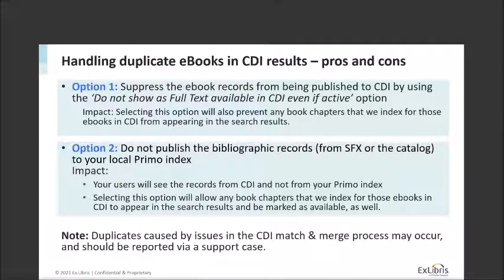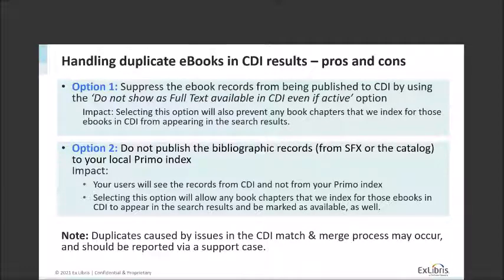Okay, so there are some pros and cons to these. First of all, if you take out the ebook records from being published to CDI, it will take out the books from CDI, but if there are any book chapters that we index for those ebooks, they're also not going to appear in the search result. So this is a disadvantage. Not all of the books that you have will have book chapters, but some may. And if you take them out of the CDI export, that also has an impact on the book chapters.